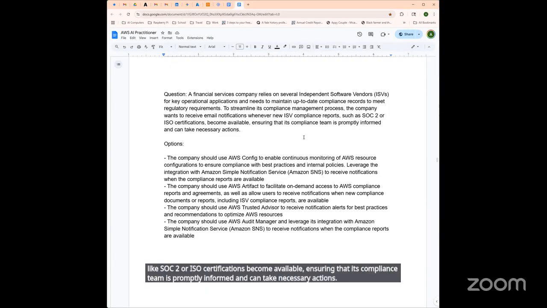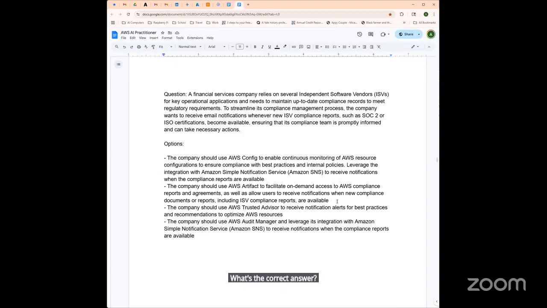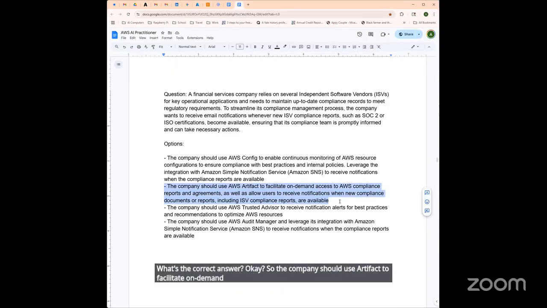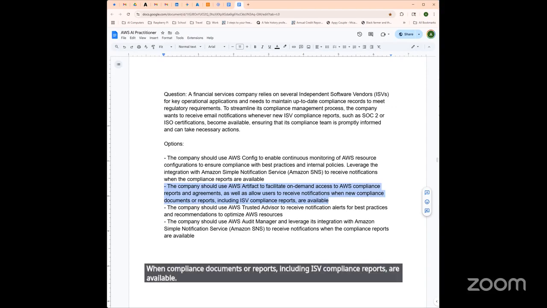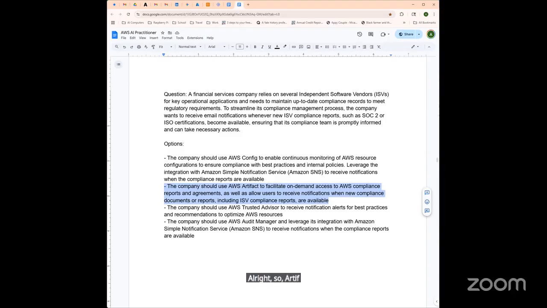What's the correct answer? Okay. So the company should use Artifact to facilitate on-demand access to AWS compliance reports and agreements, as well as allow users to receive notifications when compliance documents or reports, including ISV compliance reports, are available. All right. So Artifact is the solution, right?